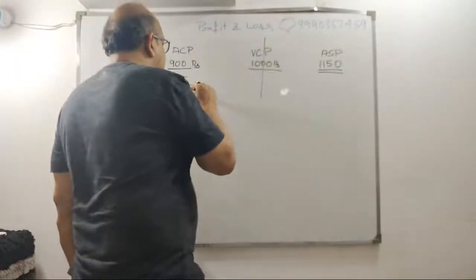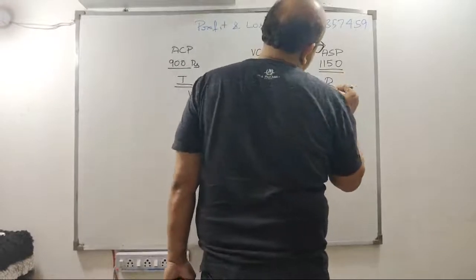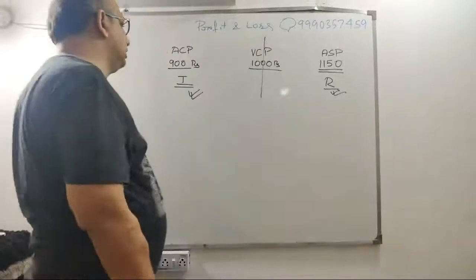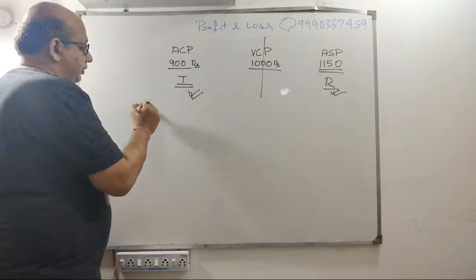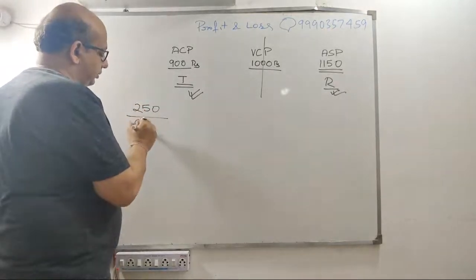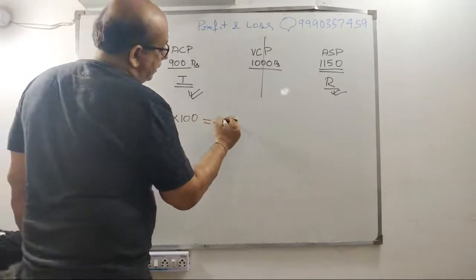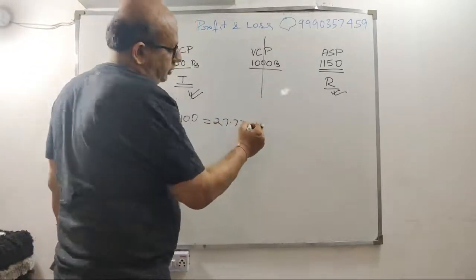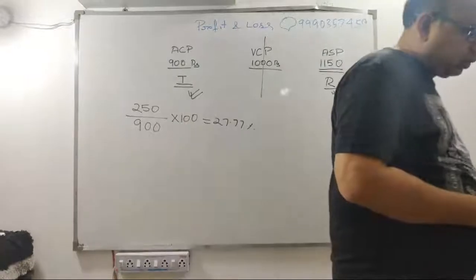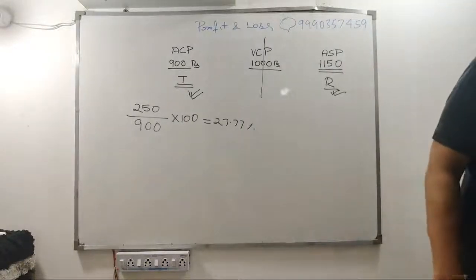So this is the investment on the deal. This is the return on the deal. So the profit is equal to 250 divided by 900 into 100, which is equal to 27.77%.